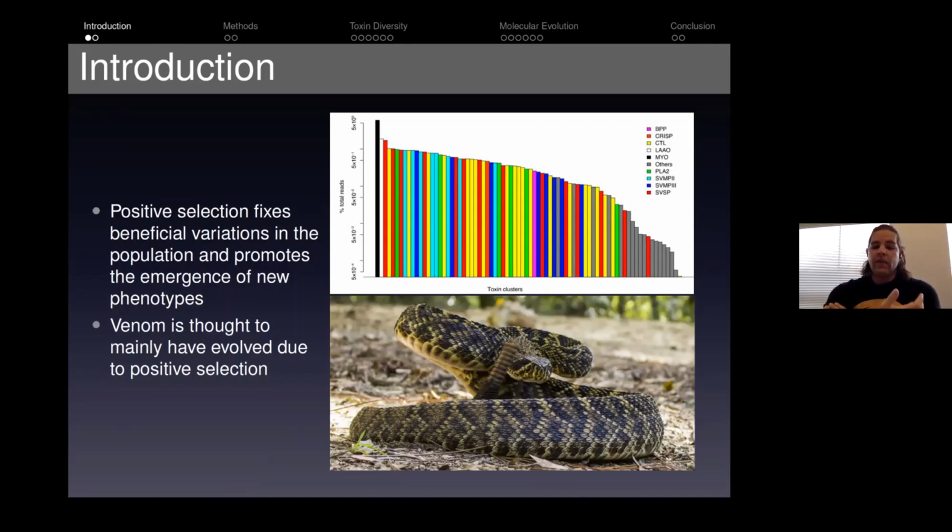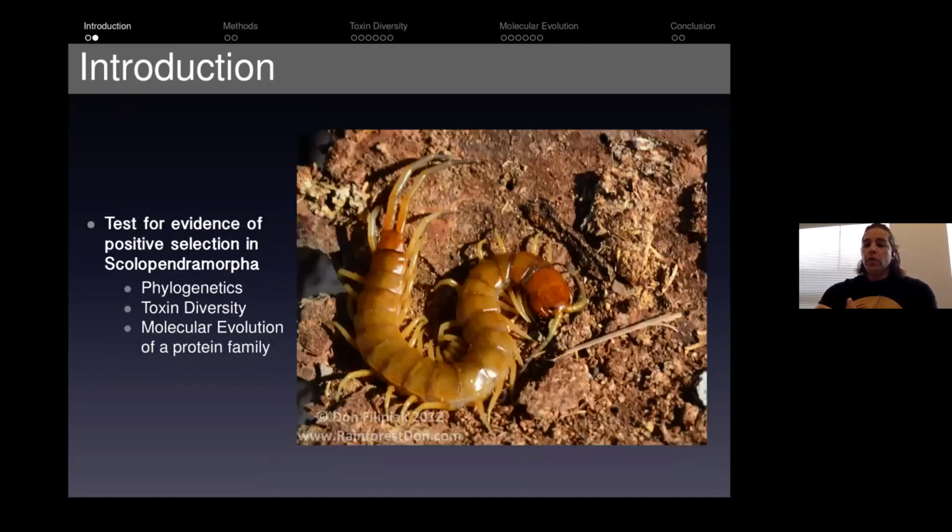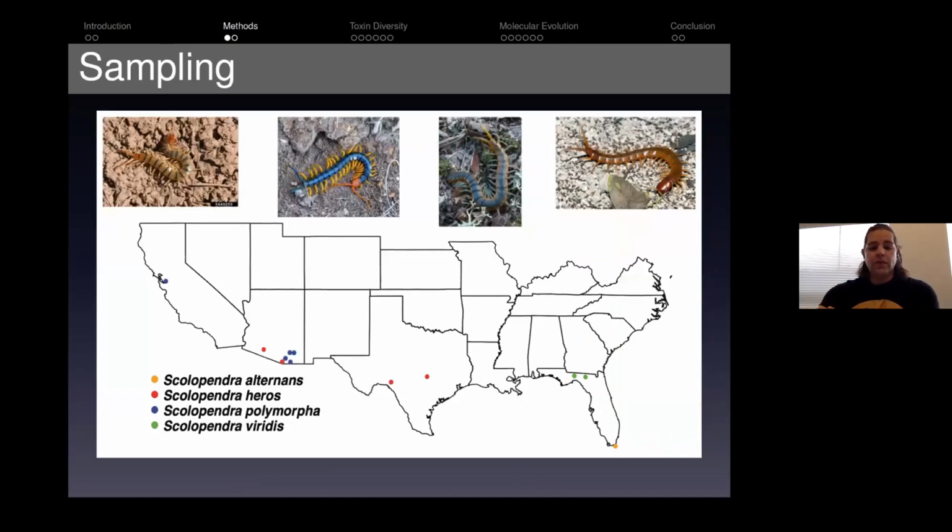Venom is thought to mainly have evolved through this positive selection. Positive selection selects for new phenotypes, and we can get the emergence of a lot of different types of venom proteins, even within populations or within new species as they emerge within venomous organisms. For my talk today, I wanted to talk about some of the work where I'm testing for evidence of positive selection in centipedes across North America, specifically in the family Scolopendra morpha. To start off, I'm going to talk about some phylogenetics that I've done with this system. Then we'll get into the toxin diversity, and then more specifically talk about the molecular evolution in a specific protein family.